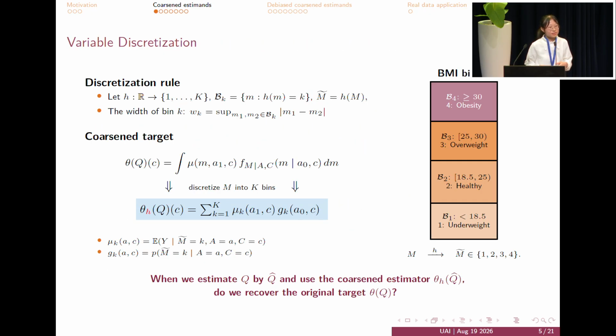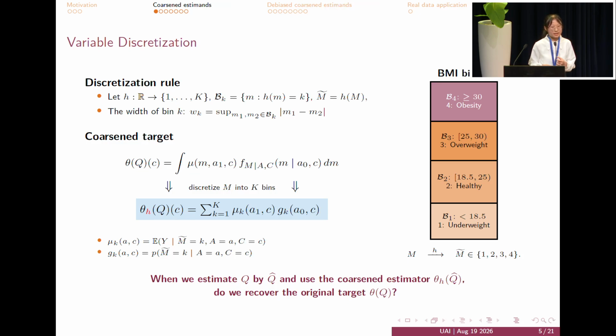So let's take a look at the process of discretization. At first, we need to define a discretization rule H, which categorizes the continuous mediator into the category tilde m with several key levels. And the big K is the support of the mediator within each bin. WK is the bin weights.